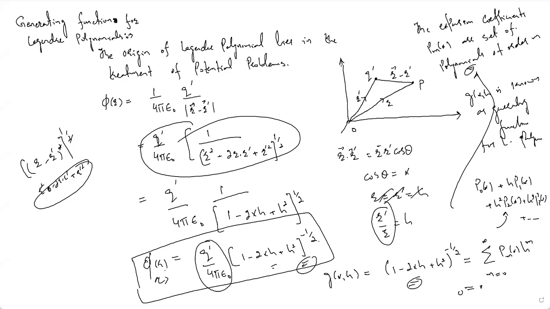In order to do that, I will write down this generating function (1 minus 2xh plus h square) raised to power minus 1 by 2. Can I write it like (1 minus h(2x minus h)) raised to power minus 1 by 2, isn't it? This is 2xh minus h square plus h square. Okay, so this is one and the same.